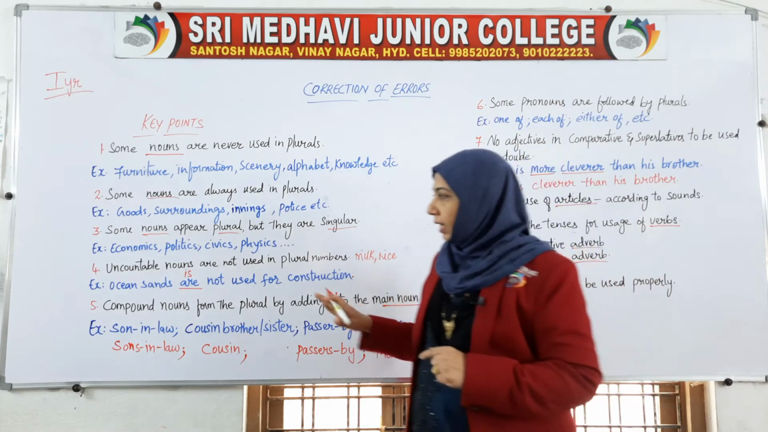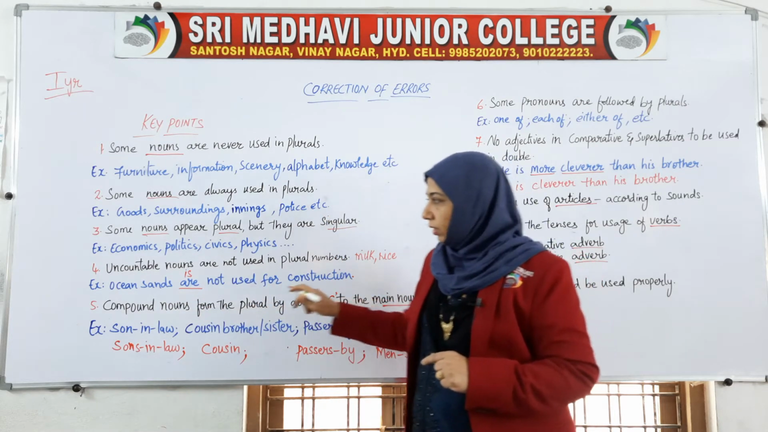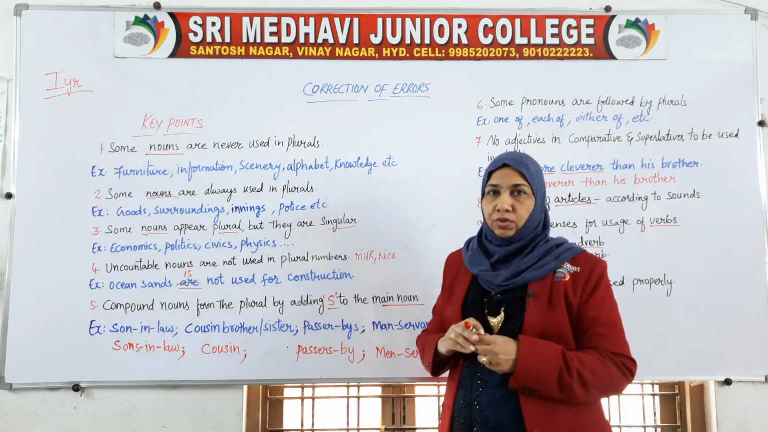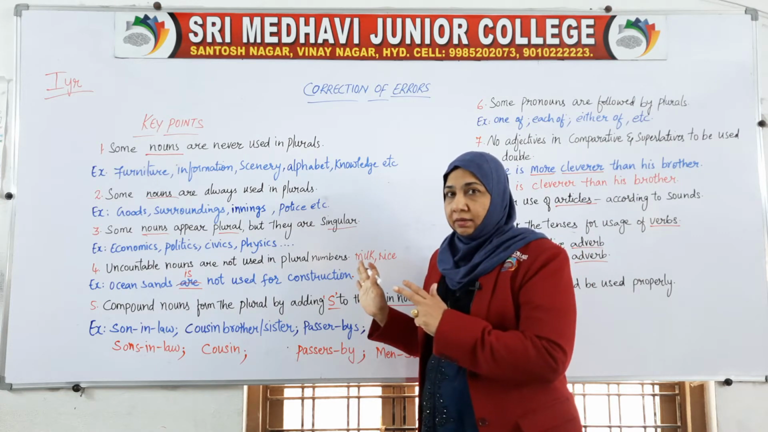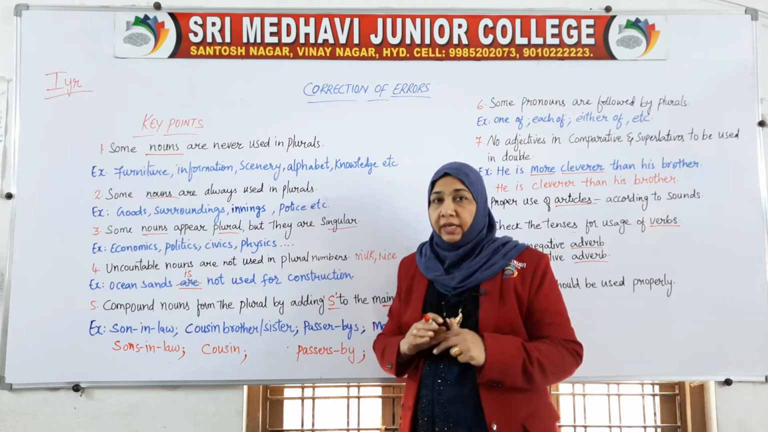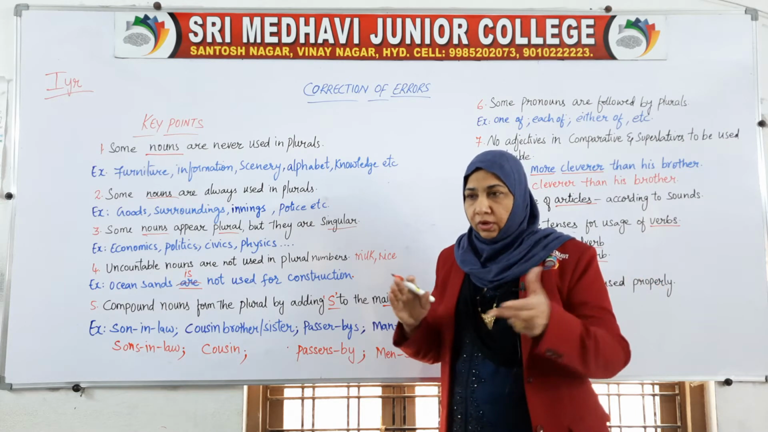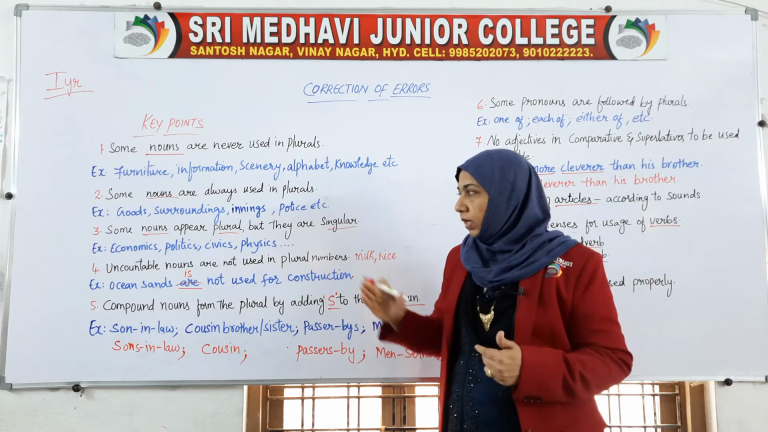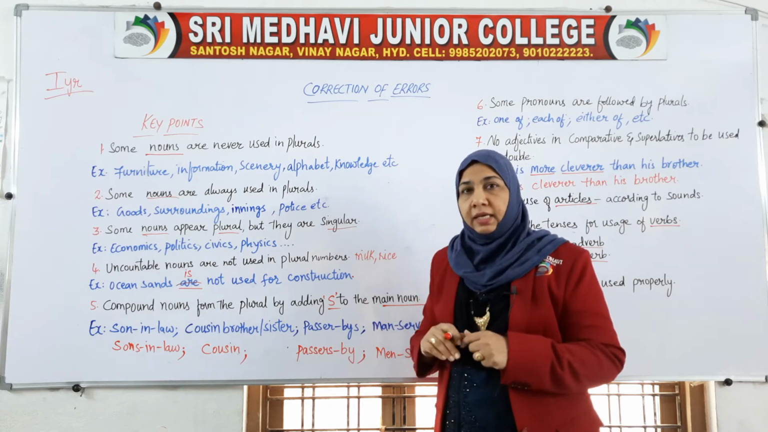They have given you one sentence: ocean sands are not used for construction, because here it is sands, but we have to cut it off. This one should be used, because even though those are nouns, sand is uncountable. If we are talking about varieties of sands, there are different types of sands, red soil or whatever types, then again we should not use the plural format, we should use the singular one.